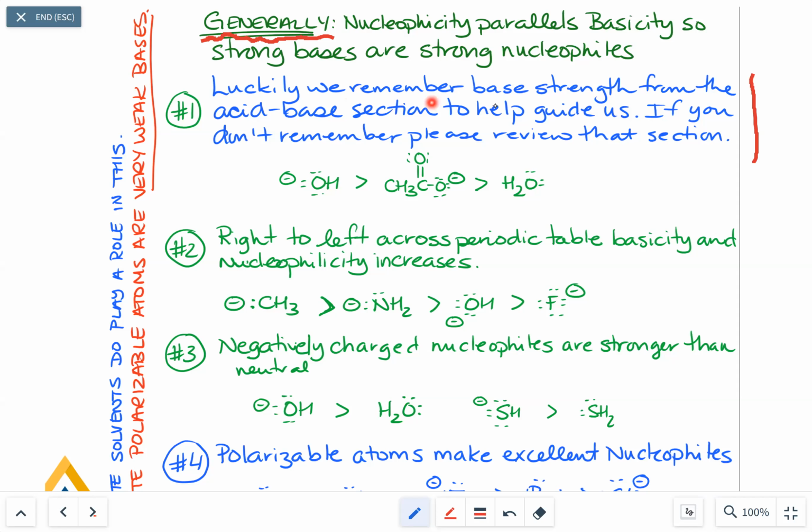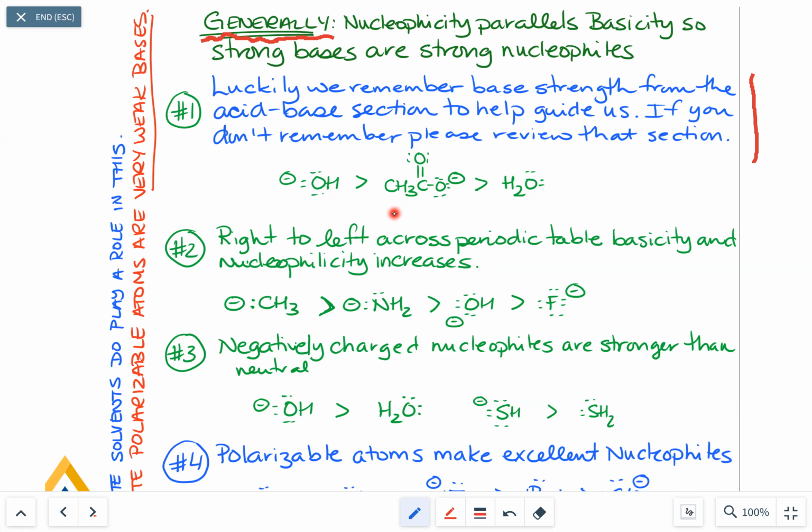So it's lucky that we remember base strength from our acid-base sections. That's a good thing. So remember, nucleophilicity is generally going to parallel basicity. So strong bases are typically strong nucleophiles. So if we had hydroxide versus the acetate anion versus water, the strongest base of these would be the hydroxide. And why is hydroxide a stronger base than, say, this acetate anion or the carboxylate?